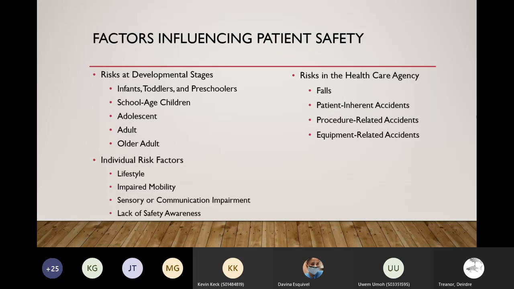Procedure related, that would be medication or fluid errors. They are caused by healthcare providers, improper application of external devices, or improper performance of procedures. So putting in dressing changes, inserting a Foley catheter, IV catheter. And then equipment related is just what it says, related to malfunction, disrepair, or misuse of equipment, or it can be related to an electrical hazard.